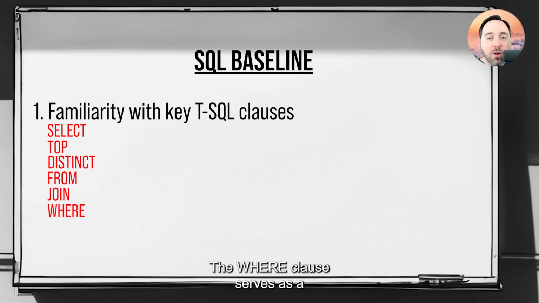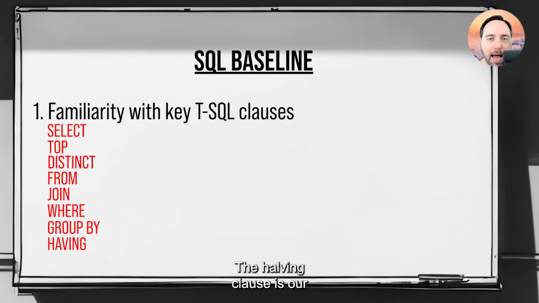Where. The where clause serves as a filter for rows. In here, I can specify that I only want to return rows meeting certain criteria. Group by. This is our way of aggregating columns. If I group by a column, I am taking potentially many records and smooshing them down into one record. Having. The having clause is our way of filtering aggregated rows. In other words, the where clause works prior to aggregation and having works after aggregation.